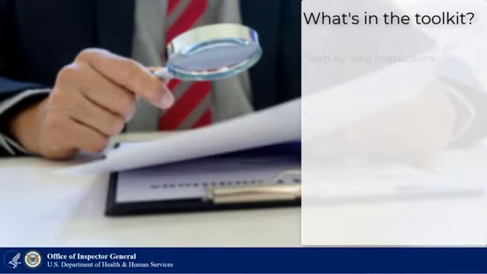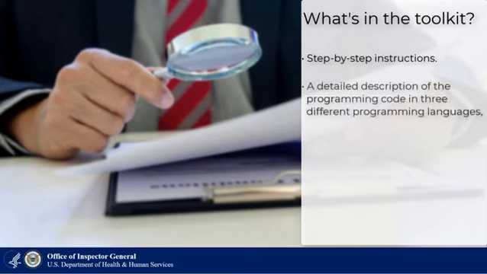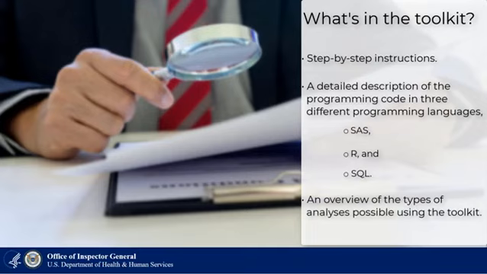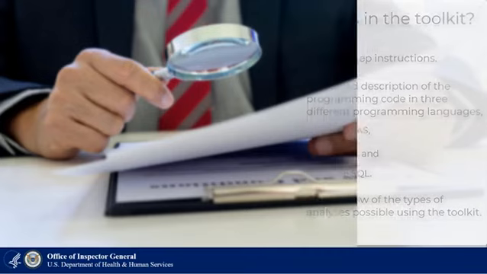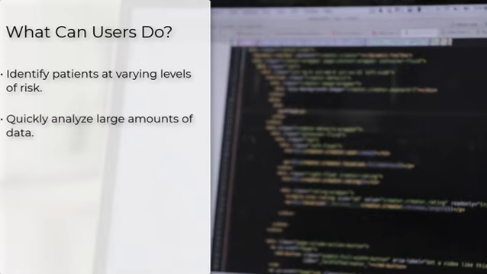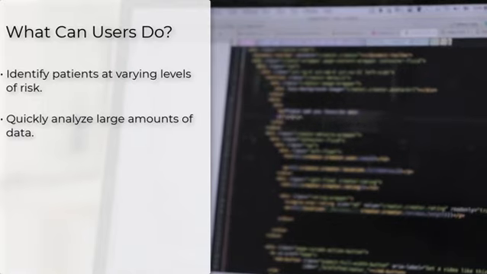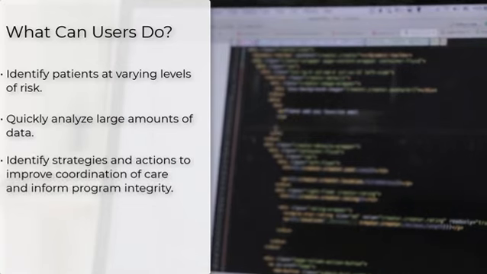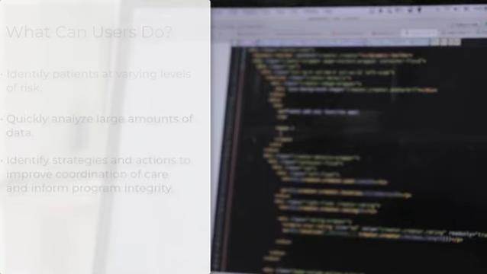The toolkit includes step-by-step instructions, a detailed description of programming code in 3 different programming languages, SAS, R, and SQL, and an overview of the types of analyses possible using the toolkit. Users can modify the code to meet their unique needs, such as identifying patients at varying levels of risk. The toolkit allows users to quickly analyze large amounts of data. The data can then be used to identify strategies to improve coordination of care and inform program integrity.